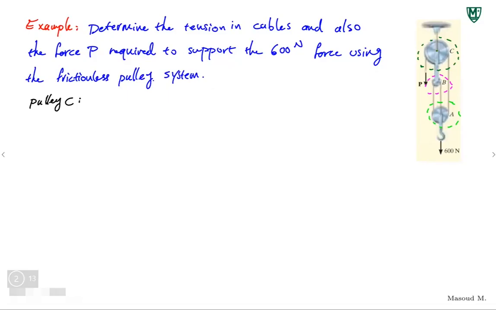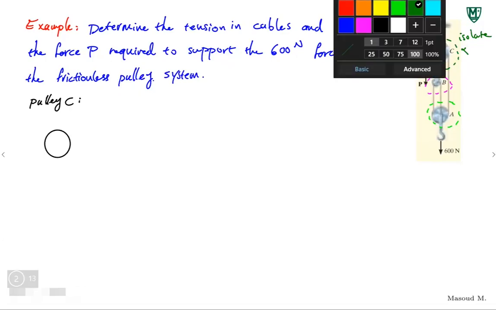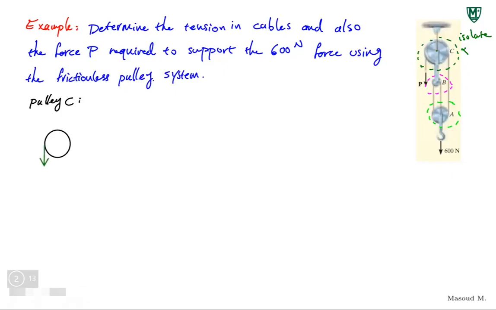All right, so free body diagram of that. Let me attempt to draw the free body diagram. Let's say this is the pulley right there. This is the biggest pulley. So what forces do we have? We are looking at this free body diagram, right? Or we are isolating this. And we're looking at the free body diagram for pulley C. We have P as force right there. It's the force that we're applying supposedly to lift that 600 Newton weight.